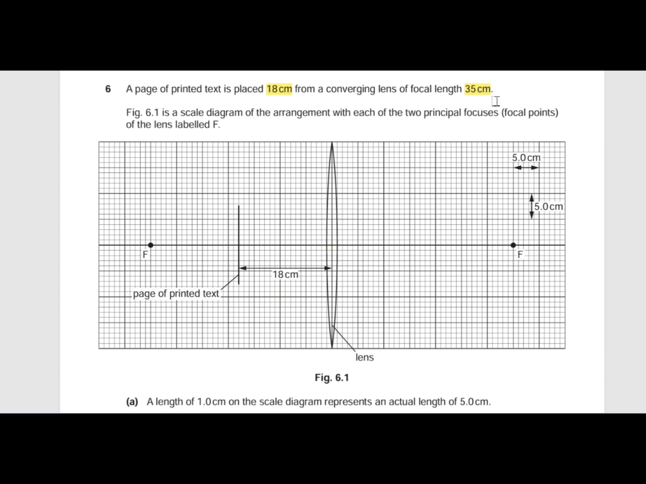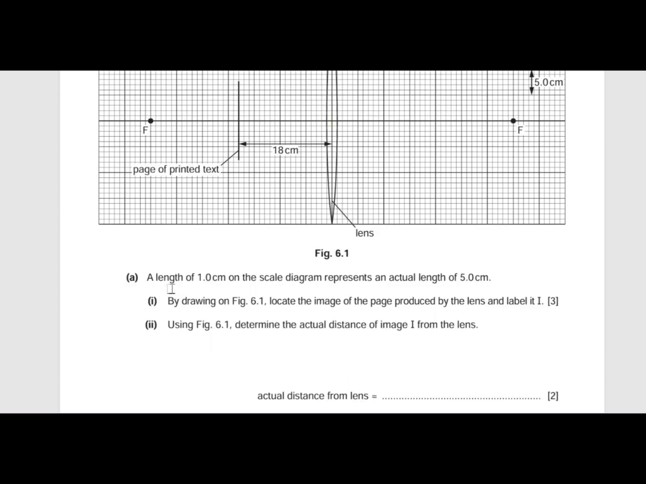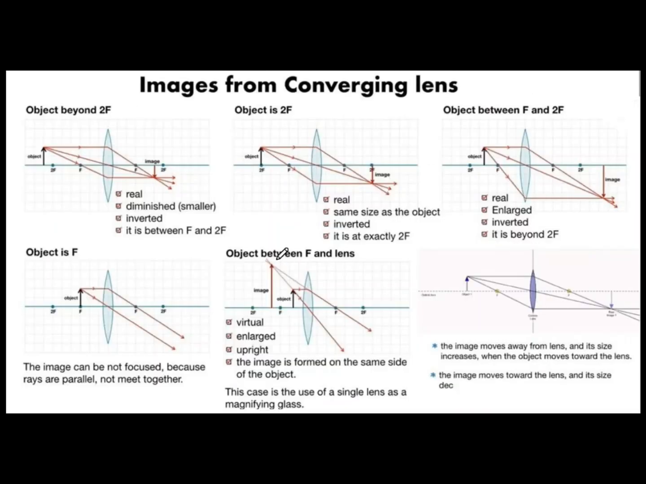the lens. So 35 centimeter this side is one focal point, and 35 centimeter of the lens that side is also another focal point. A length of 1 centimeter on the scale diagram represents an actual 5 centimeter. By drawing, locate the image of the page produced by the lens and label it I, and determine the actual distance of the image from the lens.